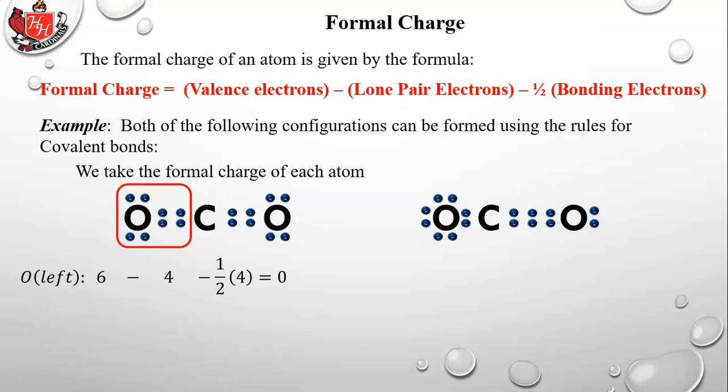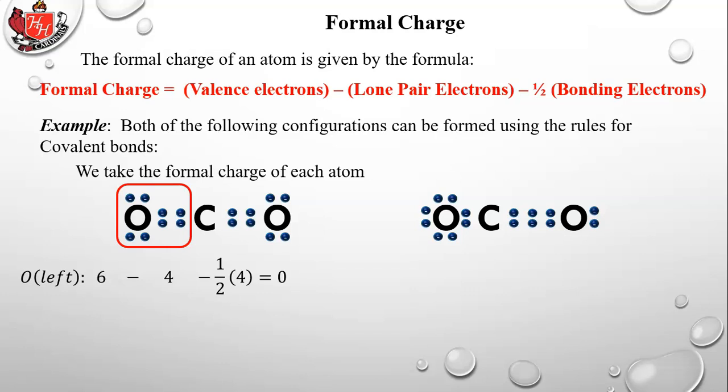Well, what we're going to do is take each atom one by one, and we're going to use that formula up above to compute the formal charge on that atom. So we start off with the oxygen on the left, and it has 6 valence electrons. Any oxygen has 6 valence electrons in its natural state. Then if you look at the oxygen, specifically the one on the left, it has 4 lone pair electrons. It's not how many lone pairs. There are 2 lone pairs there, but it's how many actual electrons. So there's a total of 4 lone pair electrons in that red box.